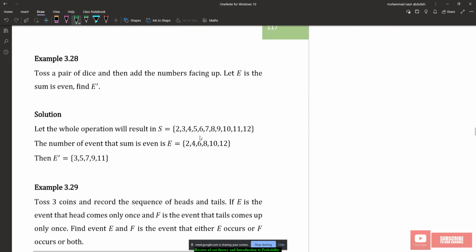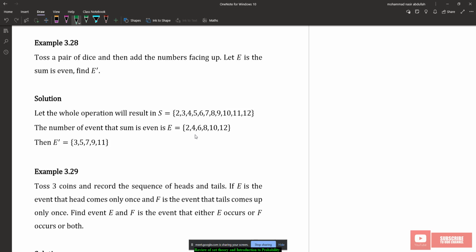Okay, let's look at example number 3.28. Toss a pair of dice and then add the numbers facing up. Let E be the event that the sum is even. Find E complement.